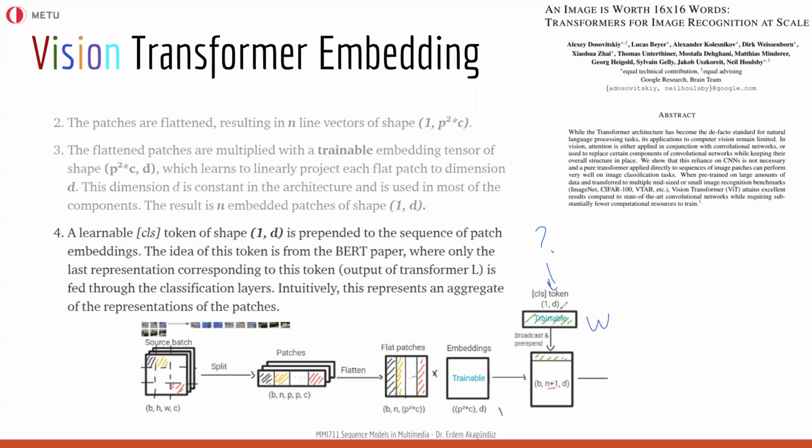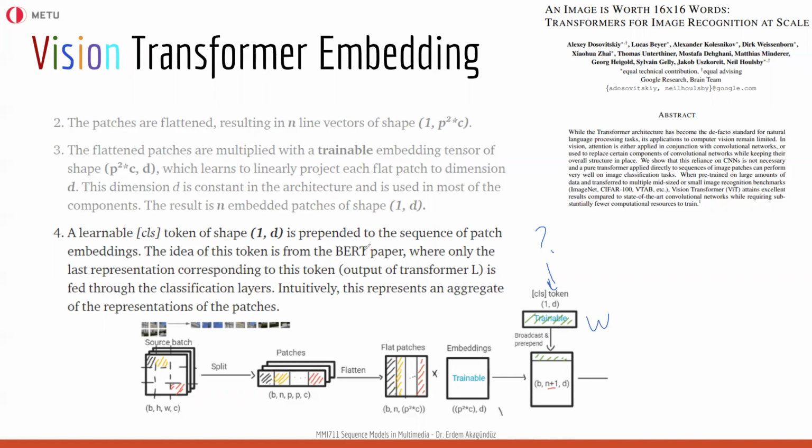You have n patches, and you are adding one more patch, which doesn't necessarily have a value. This random patch will be the dimension where all the information will be aggregated over. This idea is called the class token, guys, and it is prepended to the sequence of the patch embeddings. The idea of this token is from the BERT paper.